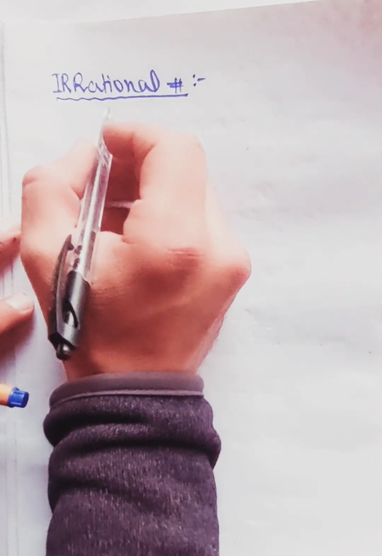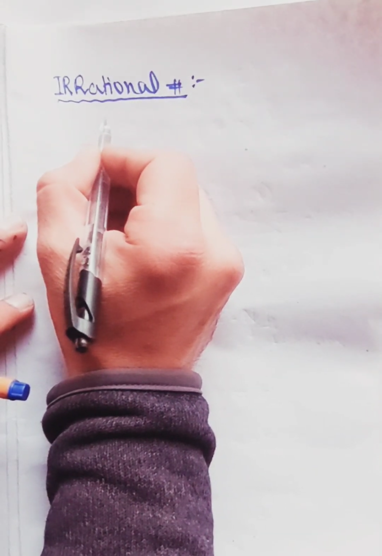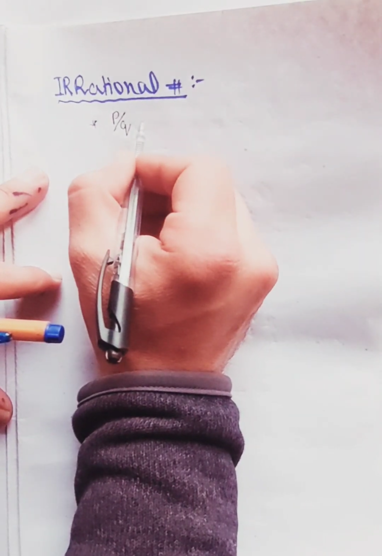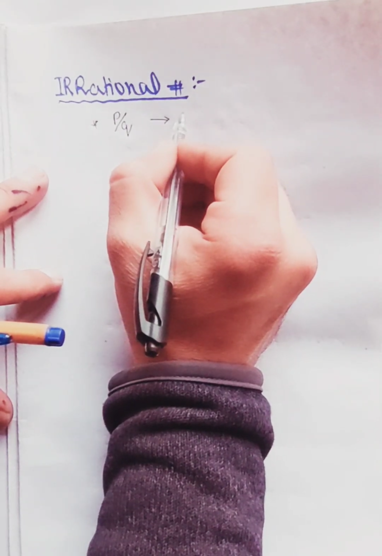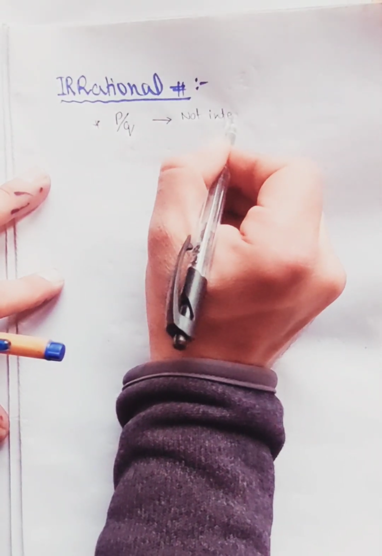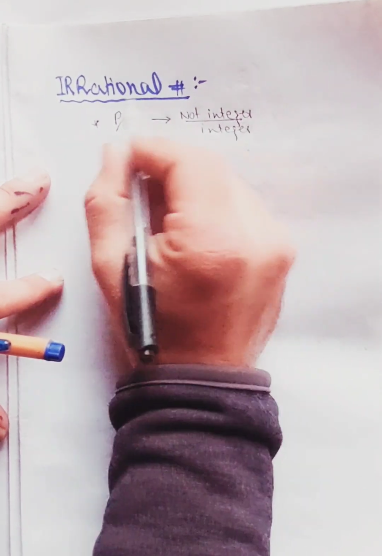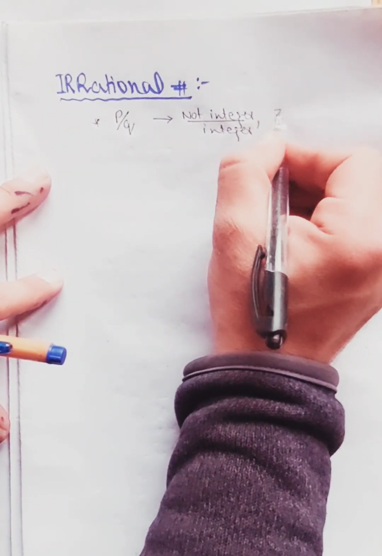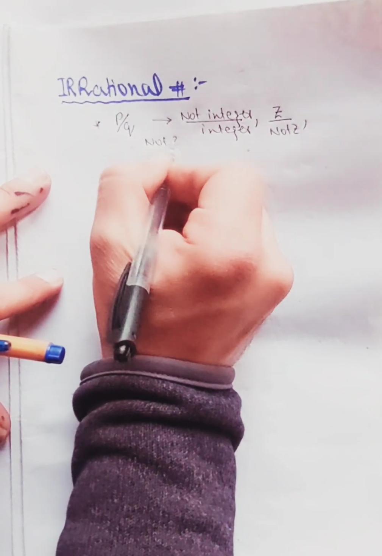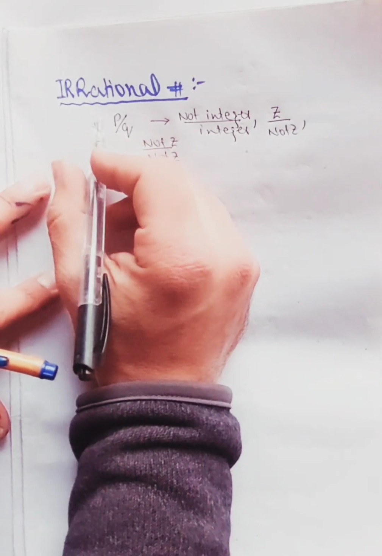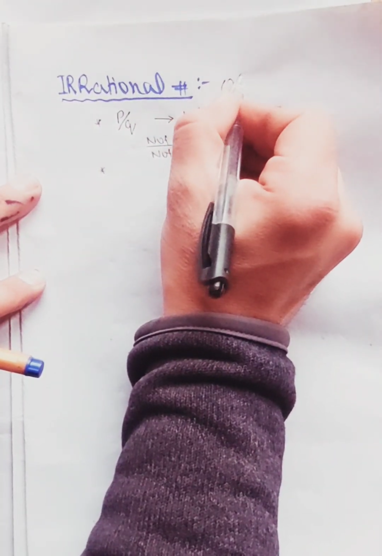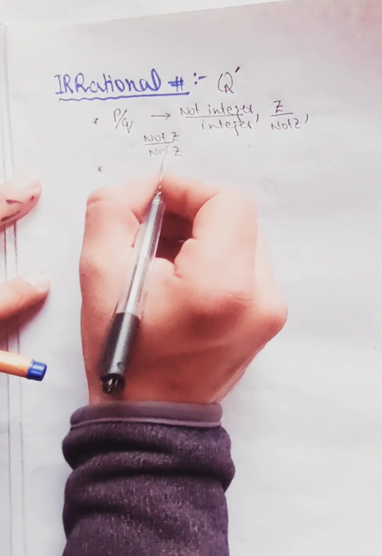So what is an irrational number? Irrational numbers are those which cannot be written in p by q form. So in simple words, if this is called the numerator and this is called the denominator, if the top is not an integer and the bottom is an integer, then it is called an irrational number, or if the top is an integer and the bottom is not an integer, it is still an irrational number. If the top is not an integer and the bottom is also not an integer, then also it is an irrational number. Simply we can say those numbers which are not rational are called irrational. It is denoted by Q prime.